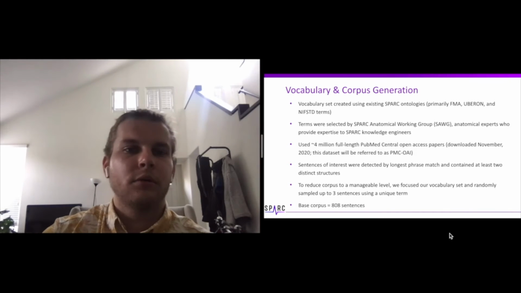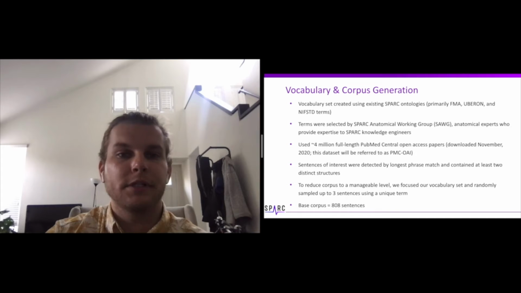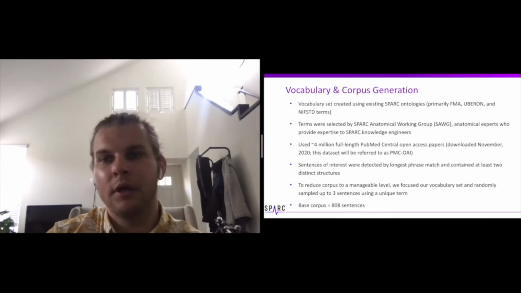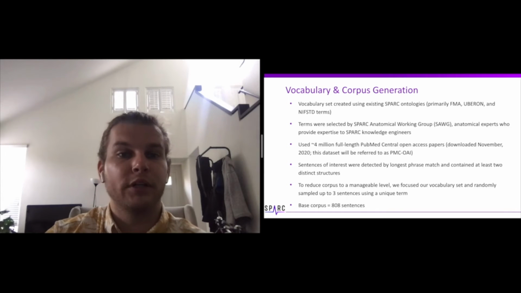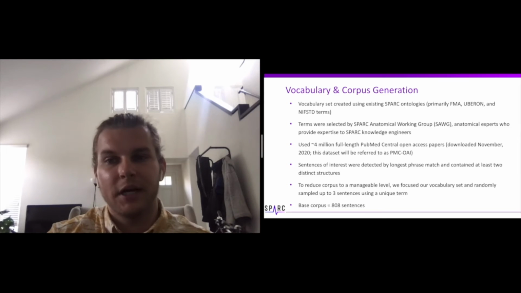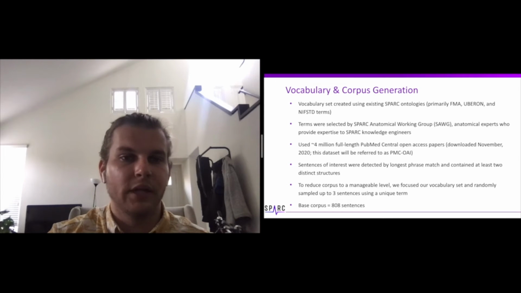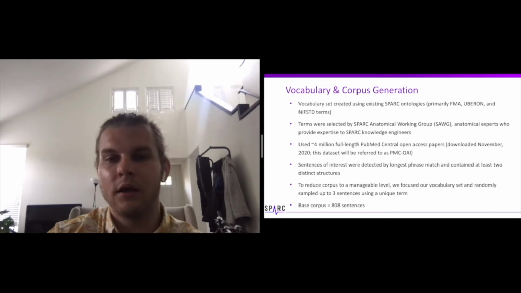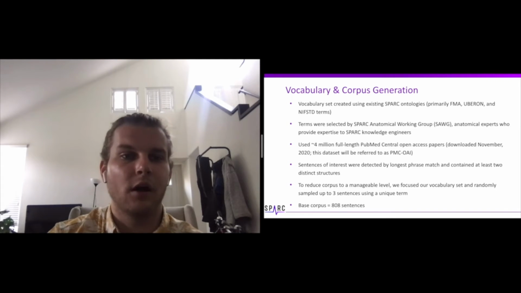All right, so to create our initial vocabulary set, we relied on the anatomical experts of SAWG. This stands for the SPARC Anatomical Working Group. Terms were pulled in from existing ontologies like FMA, Uberon, and the NIF standard ontology. These terms were detected by longest phrase match from roughly 4 million full-length PMC open access articles downloaded November 2020. All sentences mentioning at least two distinct anatomical structures from our vocabulary set were selected.